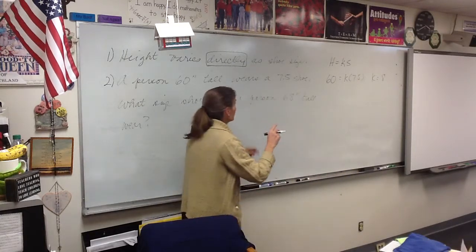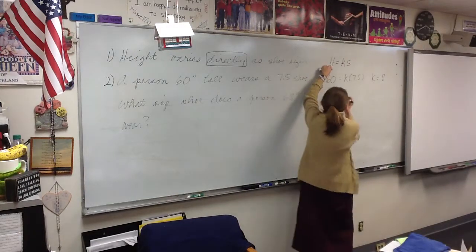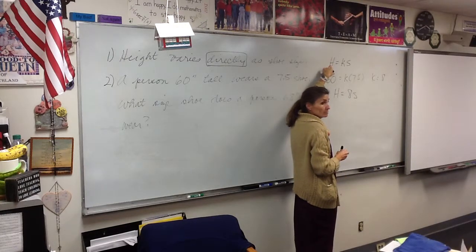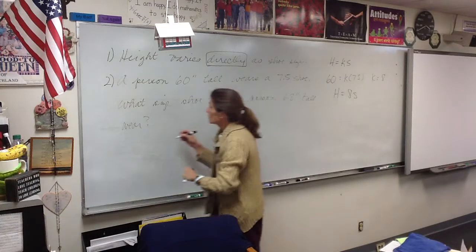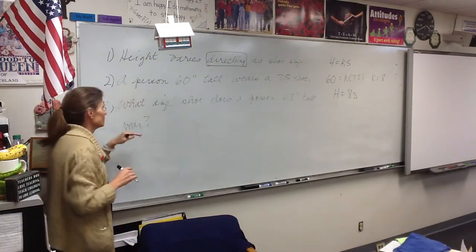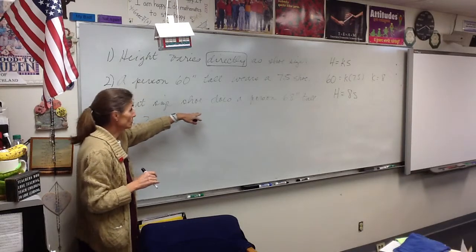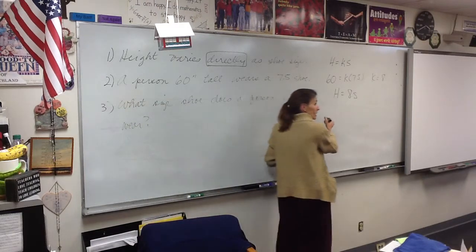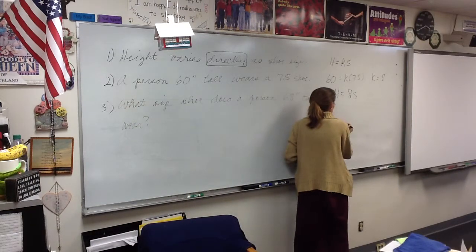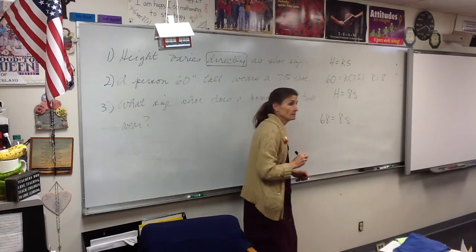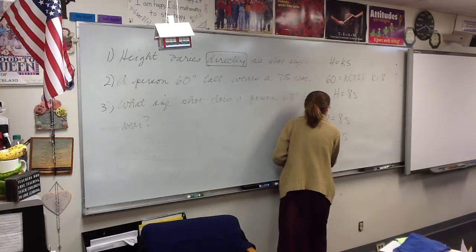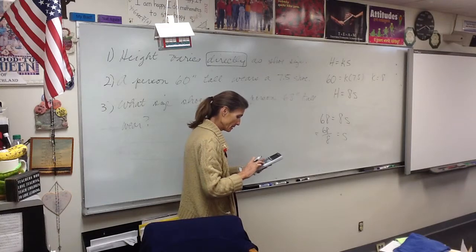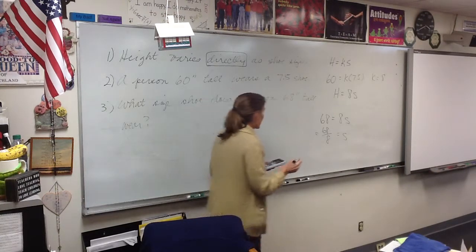So what's our equation? Instead of H equals KS, it's H equals 8S. Third question, or third sentence. What size shoe does a person 68 inches tall wear? And what would that look like? 68 equals 8S. So S equals 68/8, which would be a shoe size of 8.5.